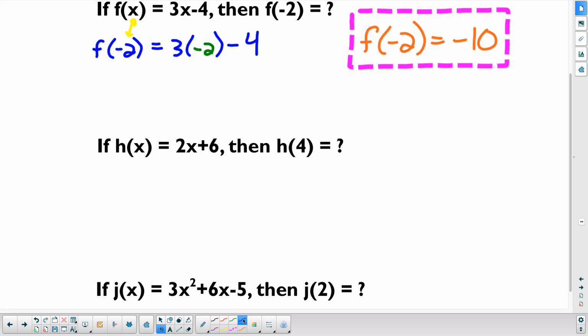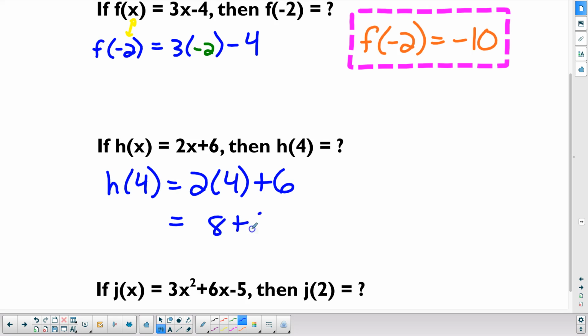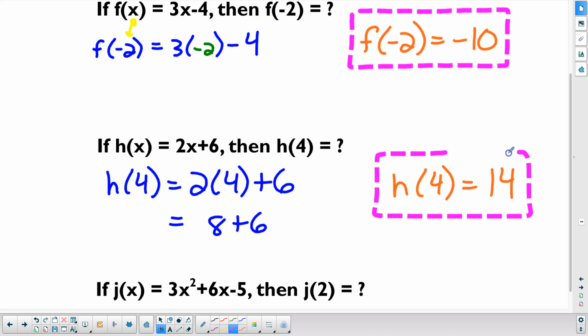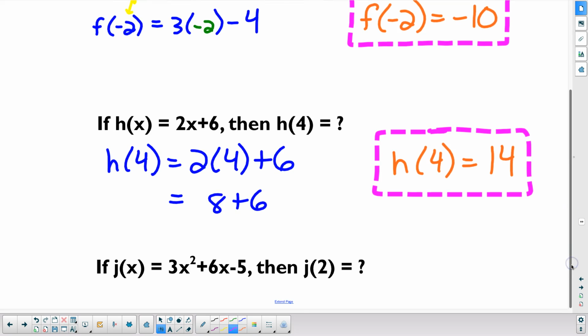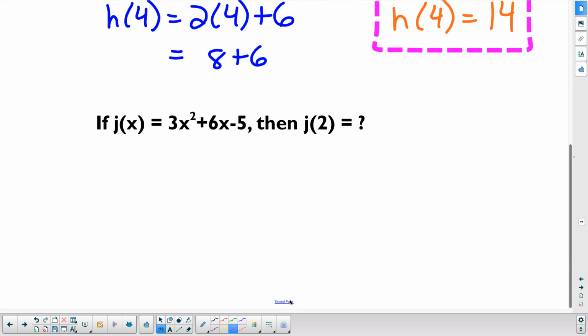So I am going to find h of 4, which is equal to 2 times 4 plus 6. 2 times 4 is 8, plus 6 is 14. So h of 4 is equal to 14. I might have said 16 there, but nobody's really paying attention anyway, so nobody called me on it. Alright, and then the last one, we can put it into a quadratic function also.